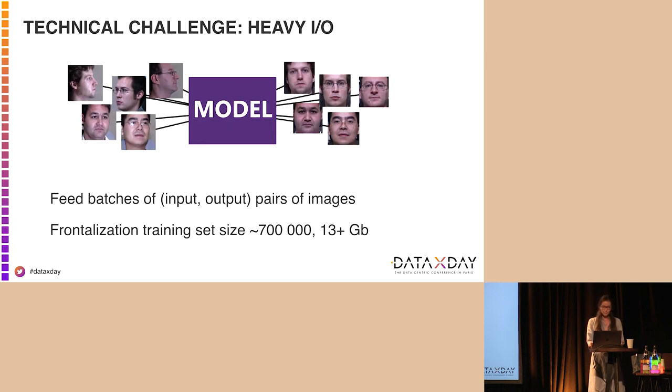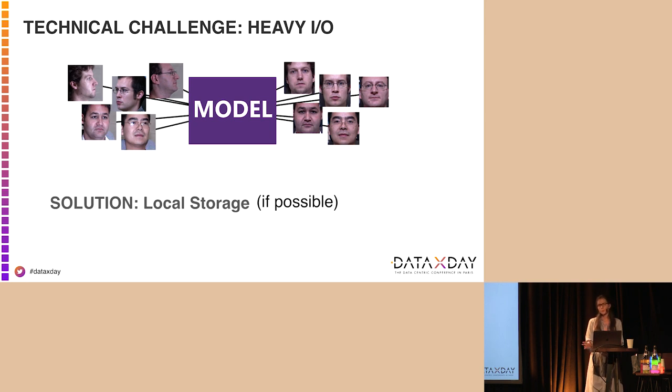And another challenge that I wanted to mention was the fact that we're using so much training data. For those who do really big data, this might not be much, but it's something to be taken into account. We keep on feeding in batches of images over and over again. The size of my training set was 700,000 image pairs, which takes over 13 gigabytes on disk. So ideally, you want to store them locally rather than do this over the network.